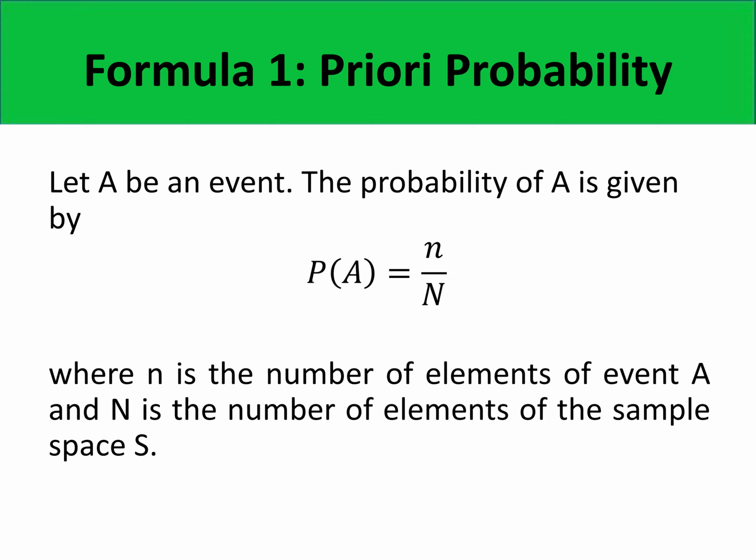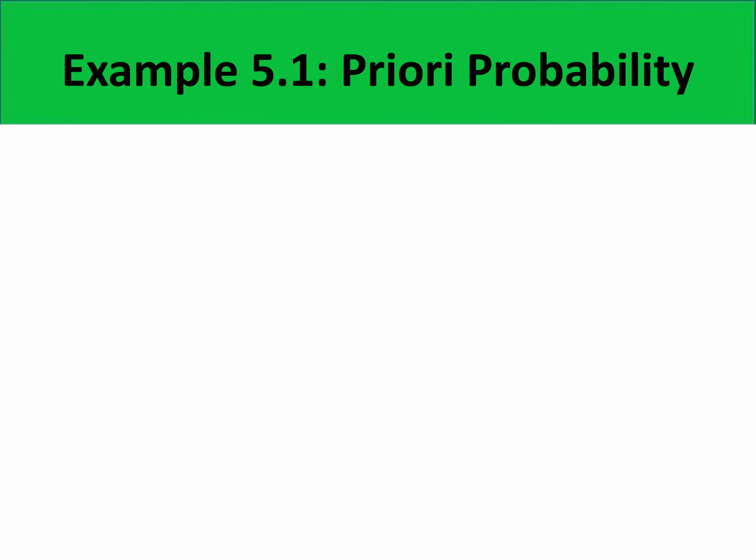Sometimes these small n and capital N are already given or can be read from the probability problem. However, in some cases, this small n and capital N may be solved using counting technique formulas that you learned in the previous chapter. Let us illustrate the a priori probability formula.